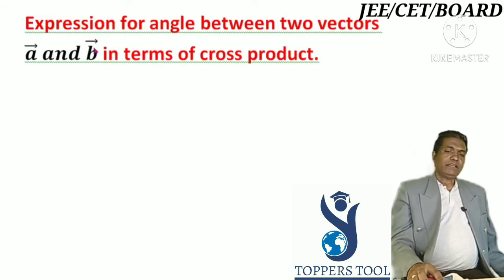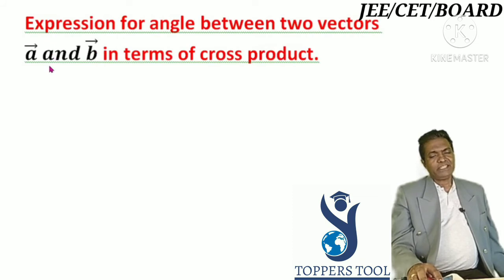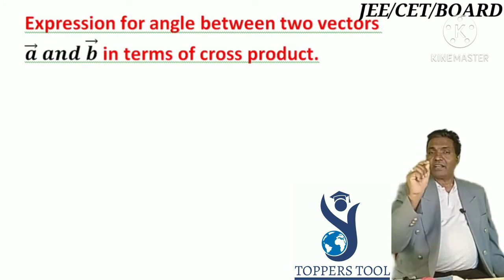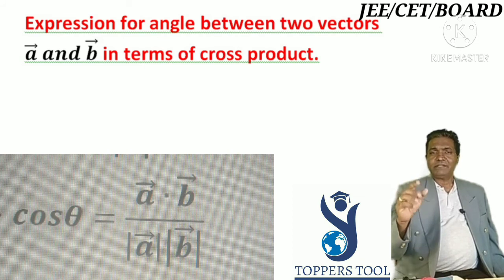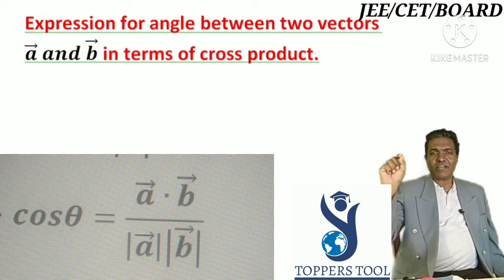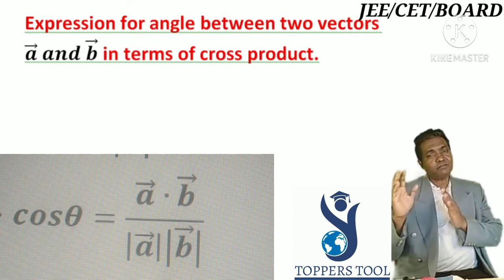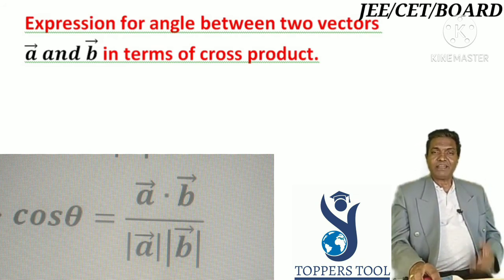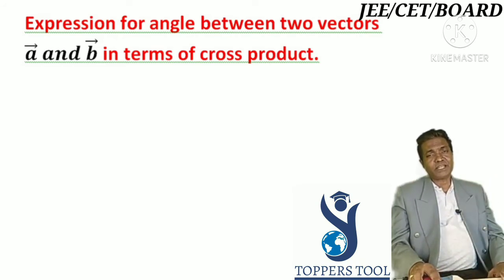we will have an expression for the angle between two vectors A and B in terms of cross product. We had already an expression for the angle between two vectors in terms of dot product, that is cos theta equals vector A dot vector B by magnitude of A times magnitude of B. So similarly, we will have an expression for the angle between two vectors in terms of cross product.